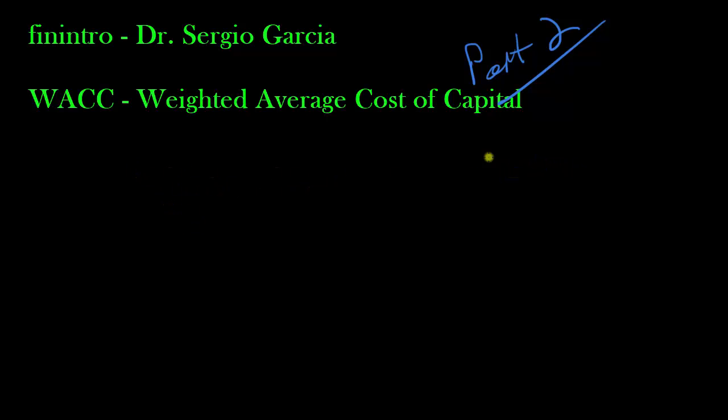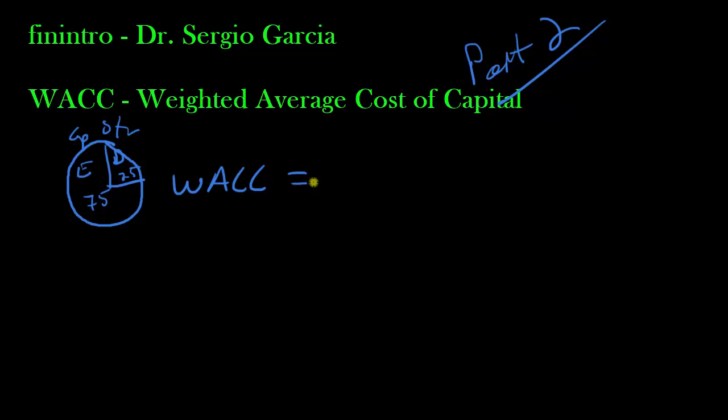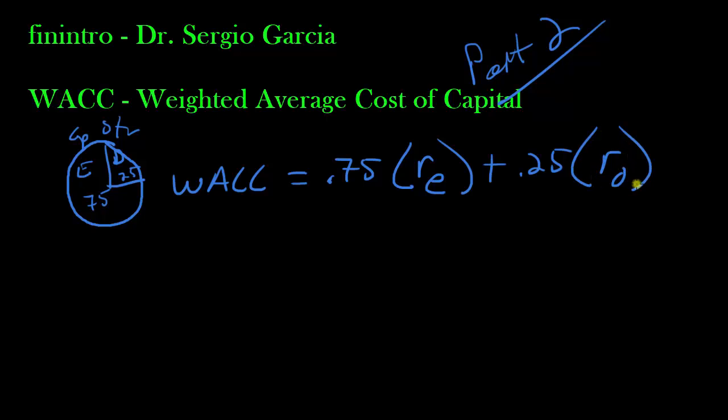And a very short summary, we have a capital structure of, say, 75% equity and 25% debt, and we use that to put together our WACC, right? So this is going to be something like 0.75 times our rate of equity plus 0.25 times our rate of debt, and that's how we figure out the WACC.